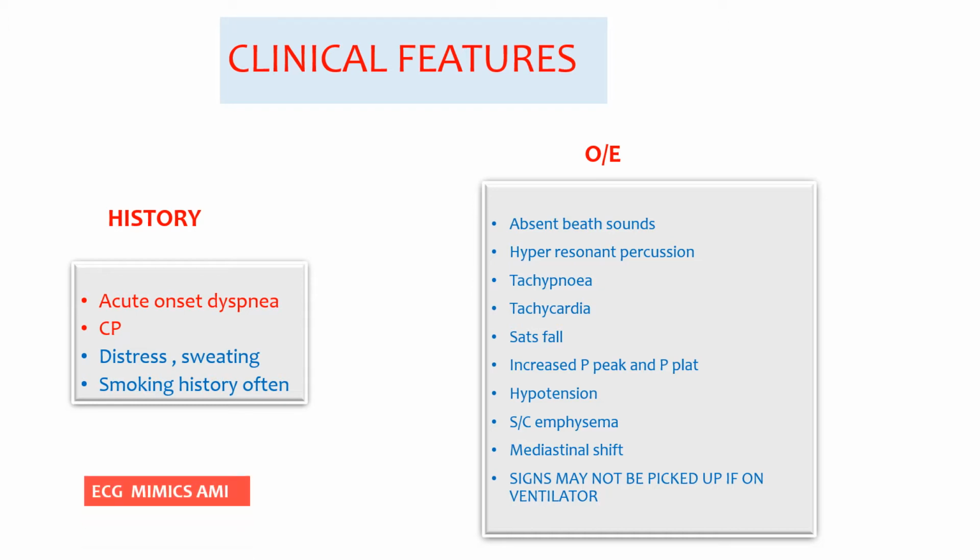Also do remember that ECG in a left-sided pneumothorax can mimic acute myocardial infarction by showing poor R-wave progression. That resolves as the pneumothorax resolves, and that is because of the poor conduction that occurs because of the air that accumulates on the left side.